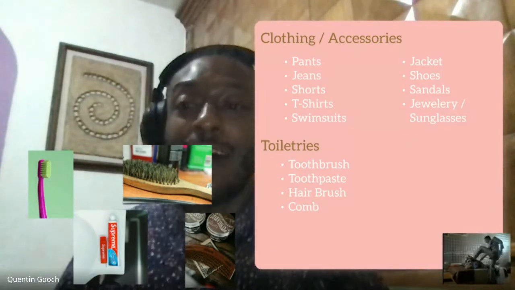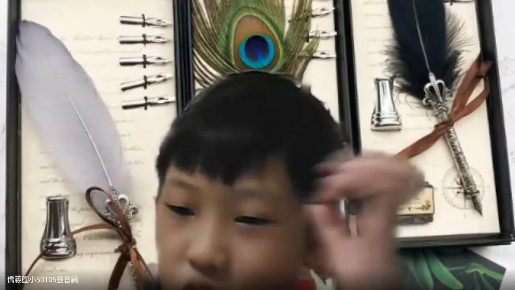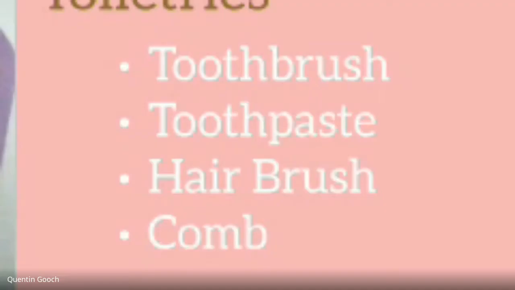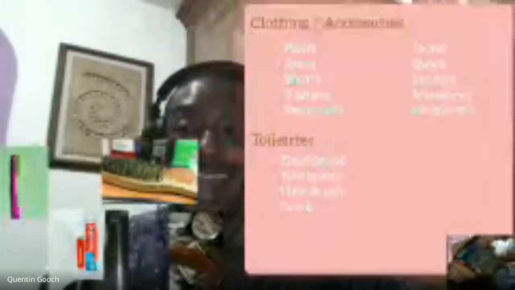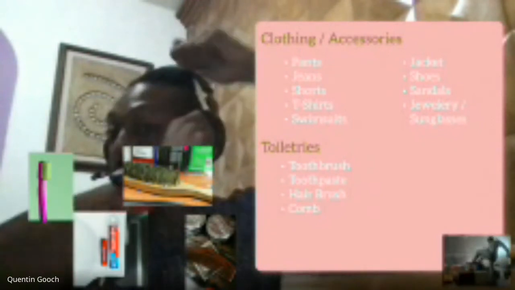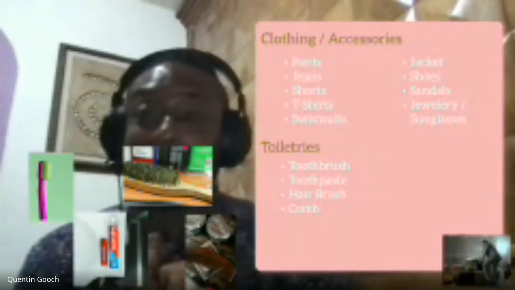Okay. Now, what about this? A brush. A hairbrush. And lastly, our last item of toiletries, what's that one? A comb. Yes, a comb. So for our hair, we have a brush. We can brush our hair or we can comb our hair. But usually we take these on vacation too.